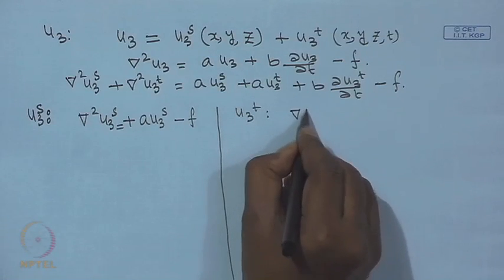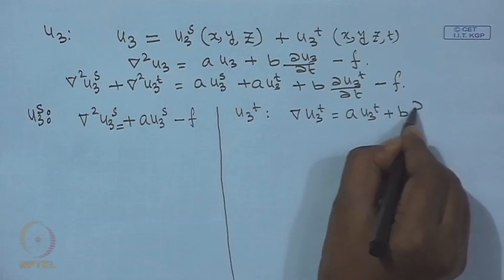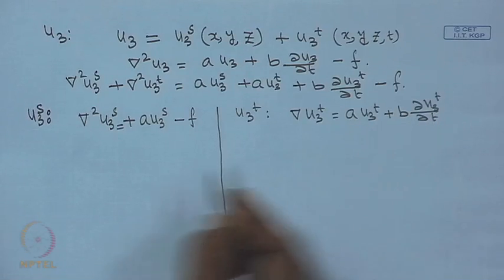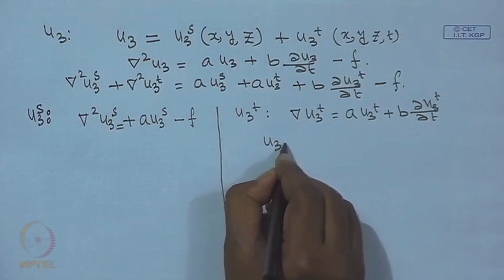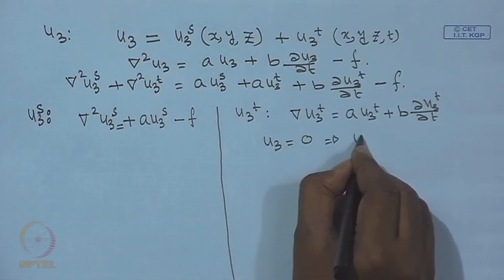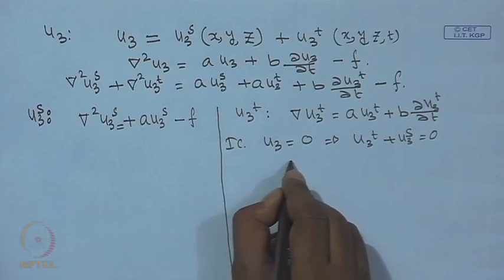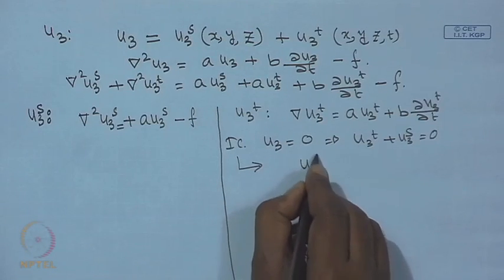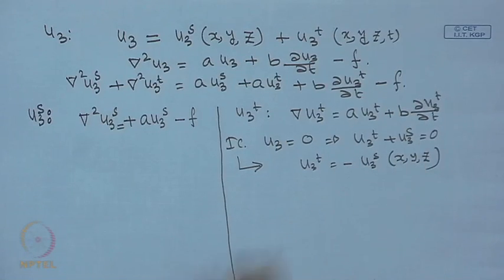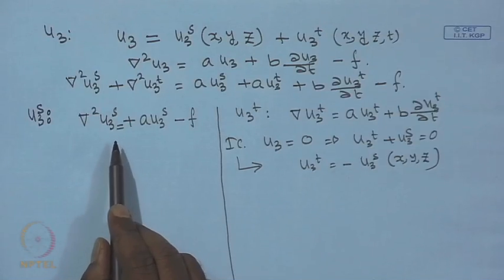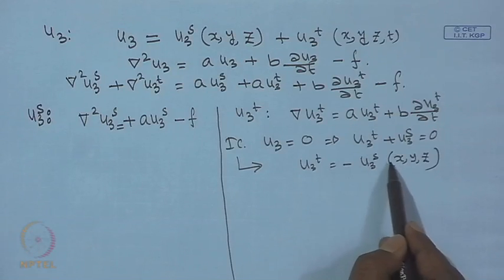U3T will be grad square U3T is equal to A U3T plus B del U3T del T, and if you look into the initial condition, the original problem was U3 equal to 0. So, therefore, U3T plus U3S is equal to 0. Therefore, the initial condition for U3T is nothing but minus of U3S, which is a function of x, y, z, and this is the solution of the steady state part. So, we solve the steady state part completely, and the solution of the steady state part has become the initial condition of the transient part.